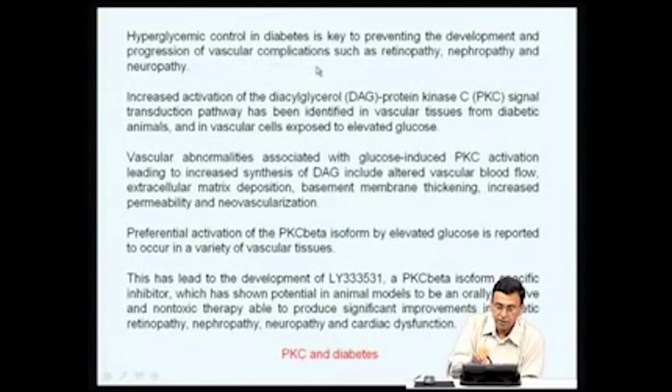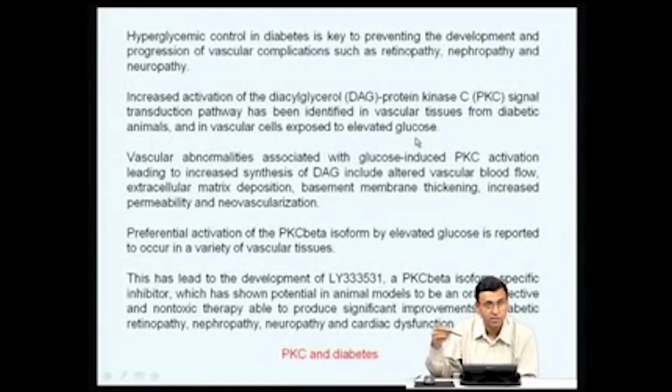Hyperglycemic control in diabetes is a key to preventing development and progression of vascular complications like retinopathy, nephropathy and neuropathy. In advanced stages of diabetes, one of the major complications is retinopathy, nephropathy and neuropathy. These are all very complicated manifestations of diabetes, and it has been shown that in all these ailments, increased activation of the diacylglycerol protein kinase C pathway has been identified as a major cause of the vascular tissue damage seen in diabetic animals and in vascular cells exposed to elevated glucose levels.